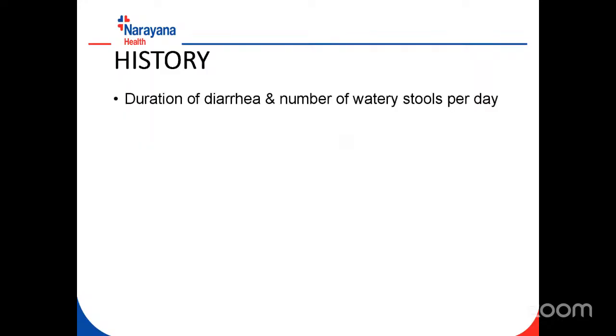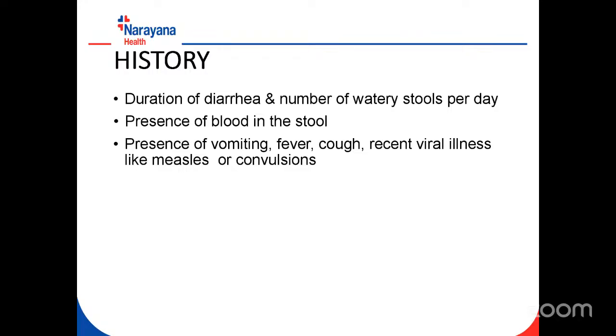So remember everything: origin, duration, progress. You need to take the history first. You have to know the duration of diarrhea and the number of watery stools per day, whether there is presence of blood in the stools or not, presence of vomiting, fever, cough, a recent illness in the family or in the child, pre-illness feeding, whether the child was never eating properly, and you say the bacha kha nahi raha hai. So you should know how the child was eating.